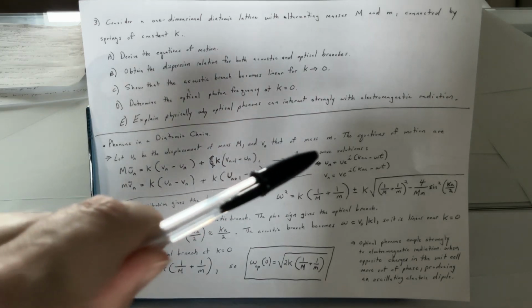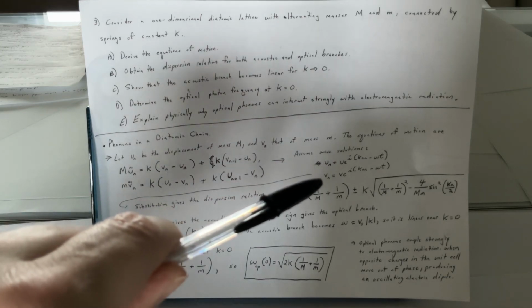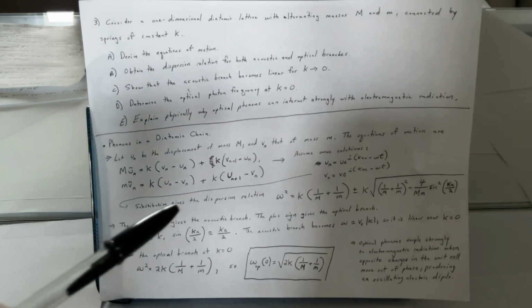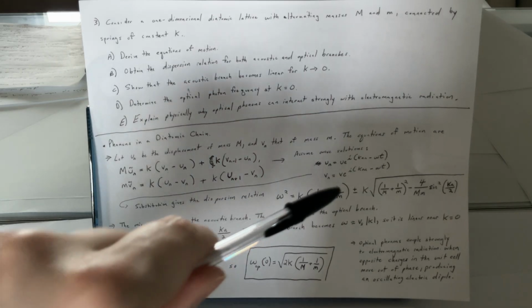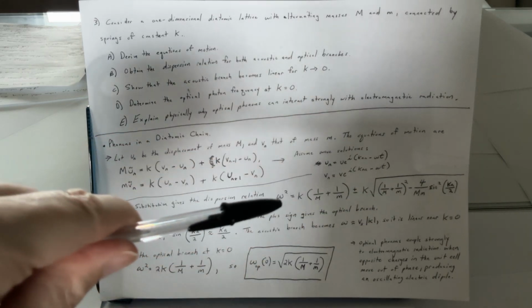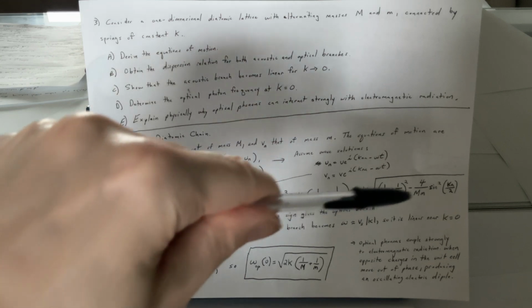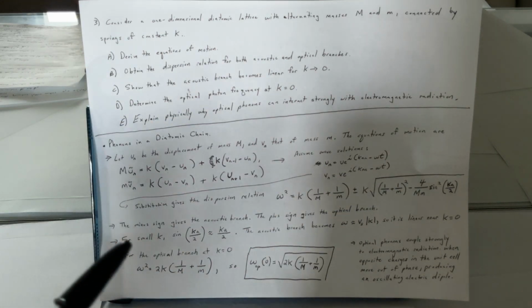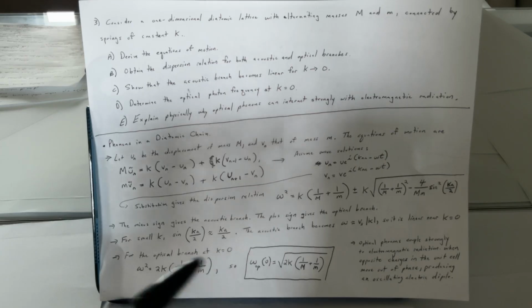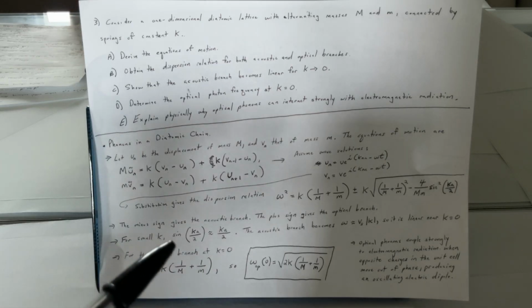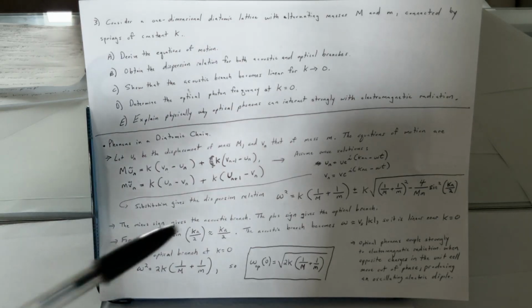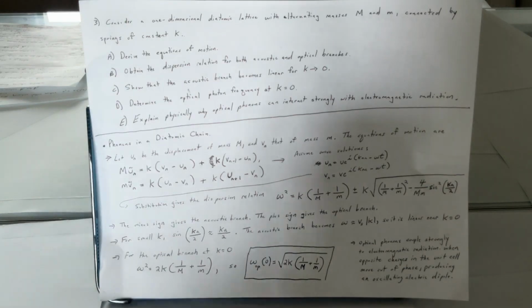Okay, and assume these wave solutions for u sub n and v sub n. Substitution gives this dispersion relation here. This is canonical, okay, for omega squared equals this. The minus sign gives the acoustic branch, the plus sign gives the optical branch, and for small k, we get the following. Sine of ka over 2 approximates ka over 2.